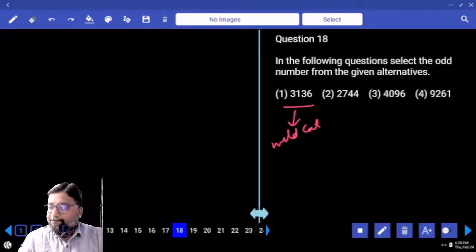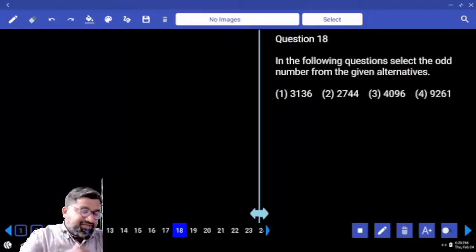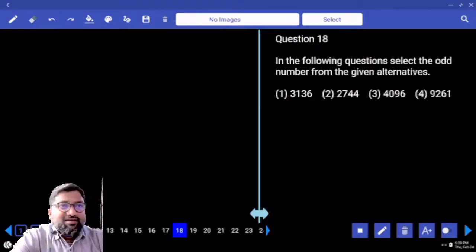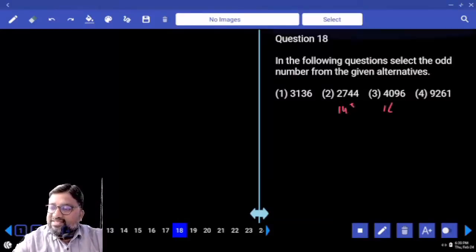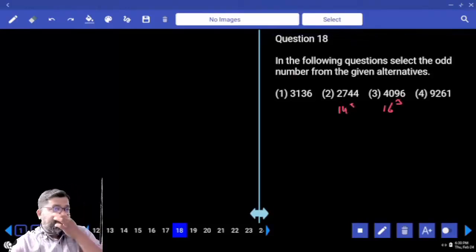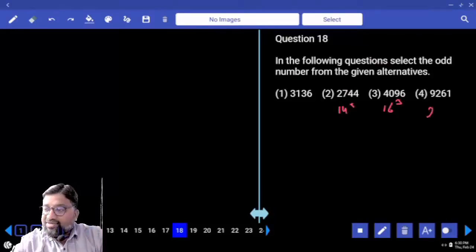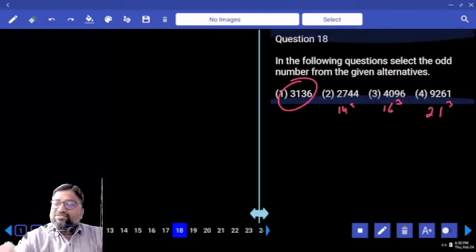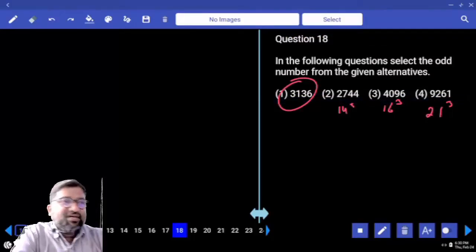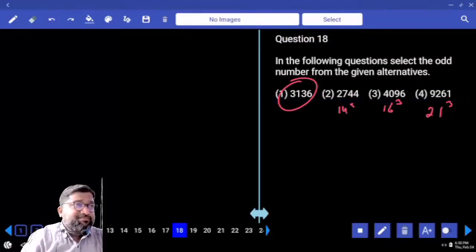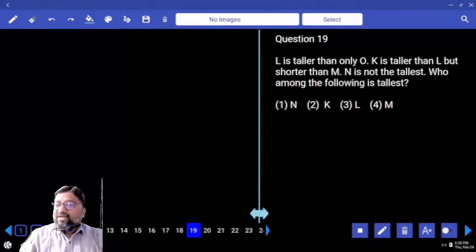Next, 18. As soon as you see, you should identify what's the speciality of these numbers. What's this 2744? 14 cube. 4096, 16 cube. Come on, tell me what is 9261? 21 cube. This is not a cube here. The other 3 options are cubes. Done? Let's go for 19.